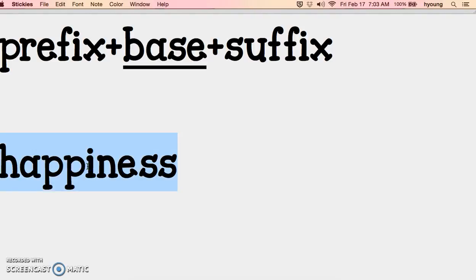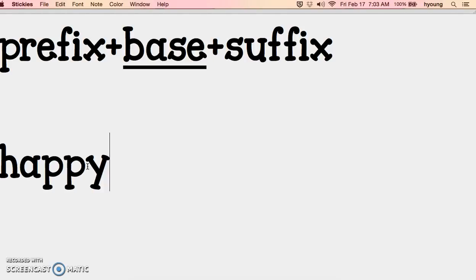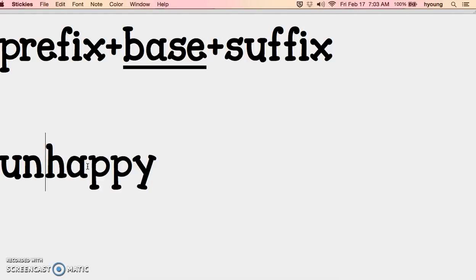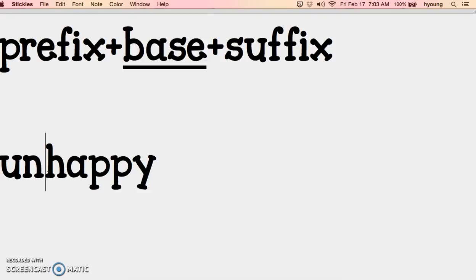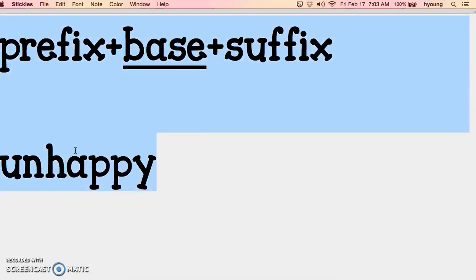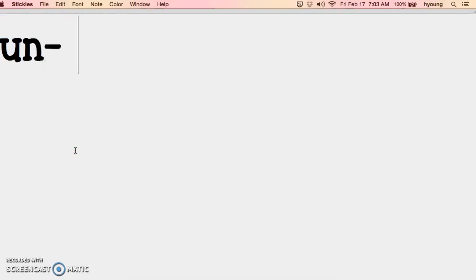I can also take that root word, happy, or the base word, and add a prefix. For example, un, which is one of the prefixes we're studying. By adding this prefix, what I'm doing is changing the meaning of the word. There's a big difference between feeling happy and feeling unhappy. So the question then is, what are the definitions of the prefixes un and in?